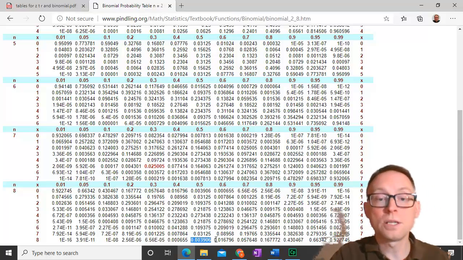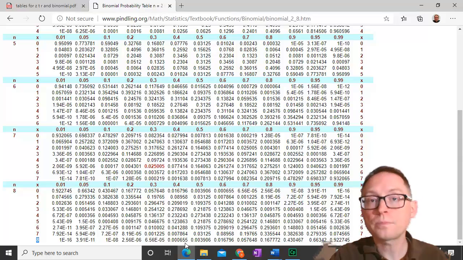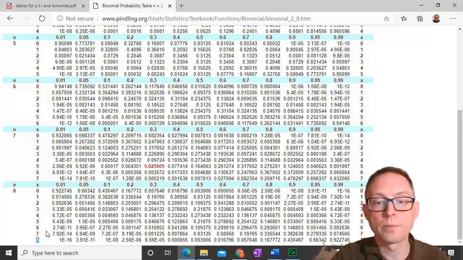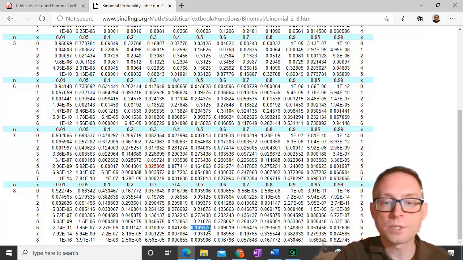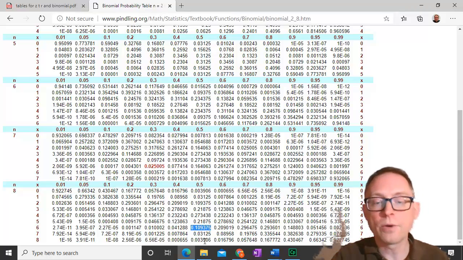Together, that's still less than 0.05. That means that 7 or 8 people could come, and we would still reject the null. We would still conclude that serving cupcakes makes people show up. Now, what about 6? When we look at 6, we looked at the probability and it says 0.109. Well, that's already above 0.05. So we know that 6 won't work.